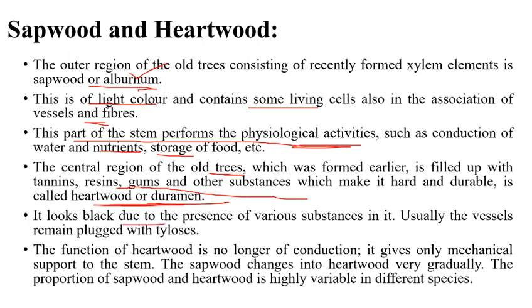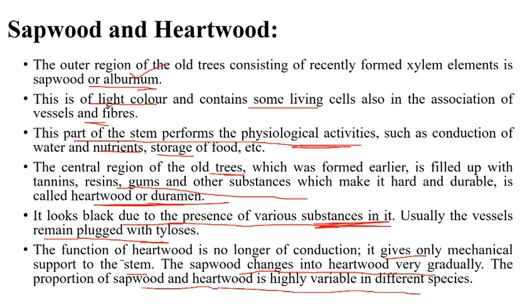It looks black. Why? Because of the presence of various substances like tannin, resin, gums. Usually vessels remain clogged with tyloses in hardwood. The function of hardwood is no longer conduction. It gives only mechanical support to the stem, and the conduction occurs in sapwood, and the mechanical support is provided by the hardwood. The sapwood changes into hardwood very gradually. The proportion of sapwood and hardwood is highly variable in different species.